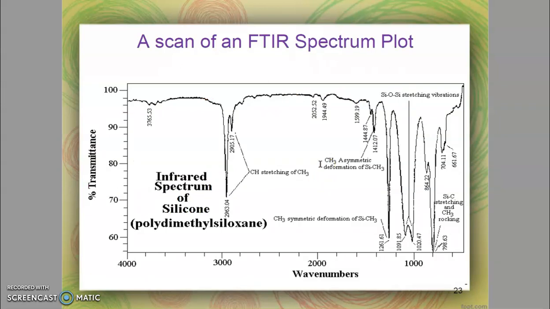This is an example of a scan of an FTIR spectrum plot. You can see here the percent transmittance, and it is absorbed at a wave number of about 3000, and a part of the other wave numbers also have absorption. So we have all this data.